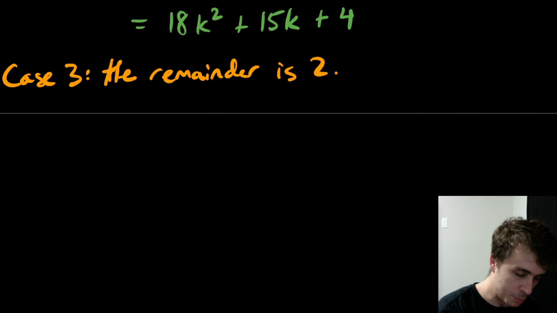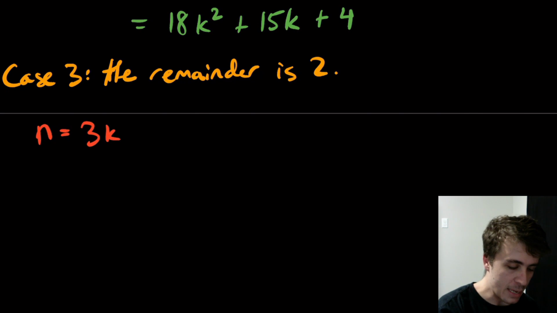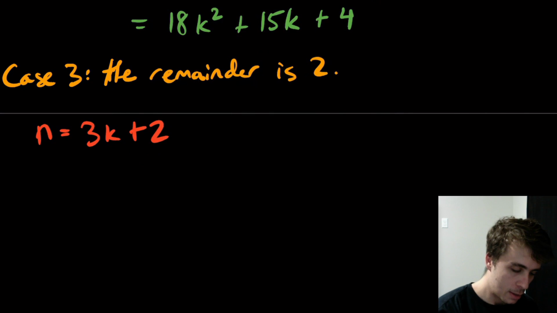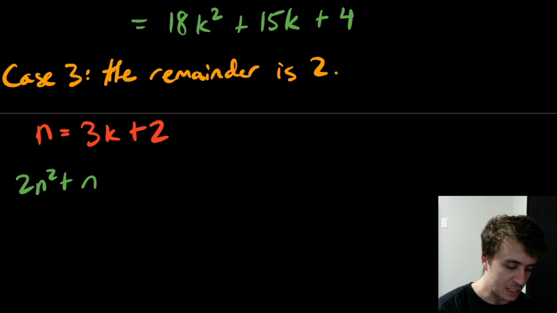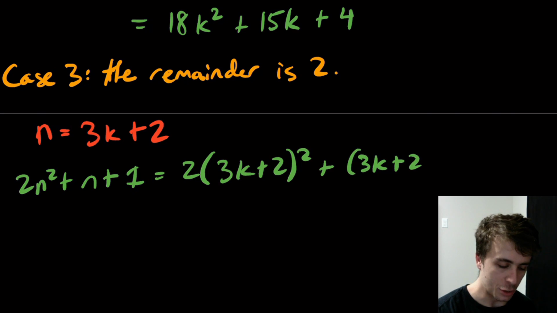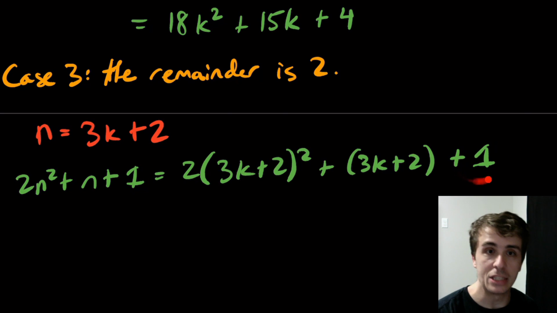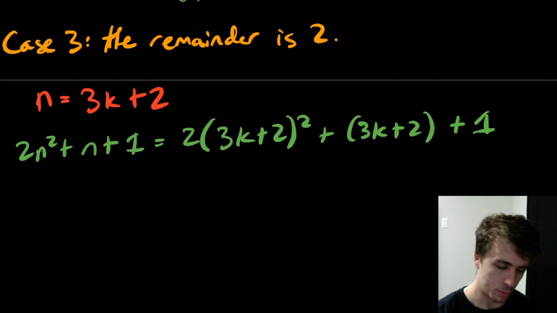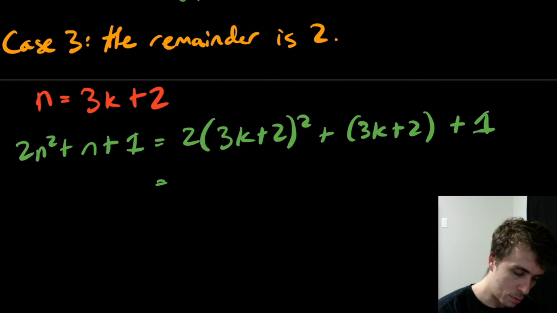So let's just plug this in. So, oops, not k. So n is equal to 3k plus 2. Not orange, green. So then 2n squared plus n plus 1. That's going to be 2 times (3k plus 2) squared plus, again, parentheses, although not necessary. And then note here, this is a 1, not a 2, because the original equation had a plus 1 there, not a plus 2.